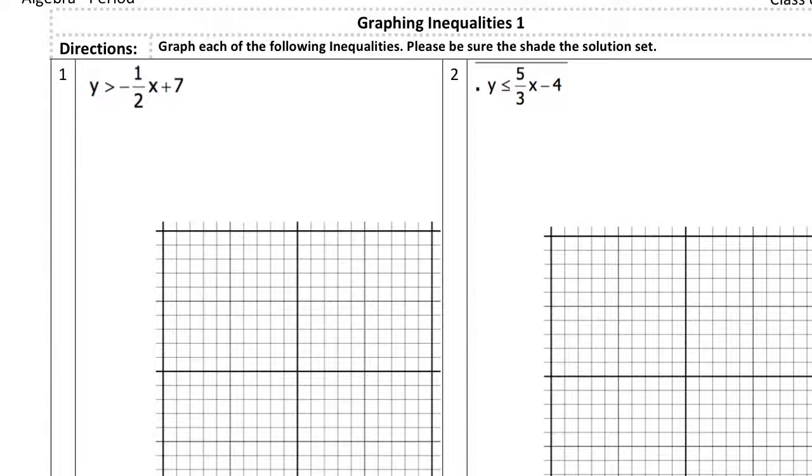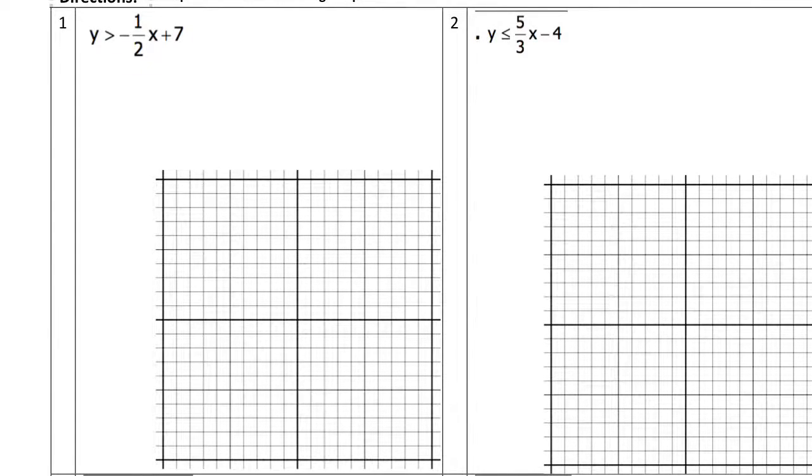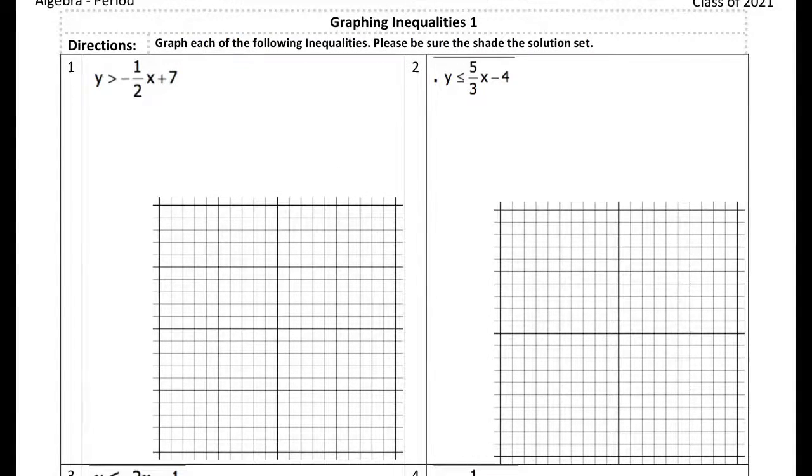I need to make sure that I shade the solution set. So it's important to remember that when we have an equation, the solution is an entire line, but when we have an inequality, the solution set is actually all of the points that make the inequality true. So this is why we end up shading something rather than just drawing a line. But we can always start with our basic information.